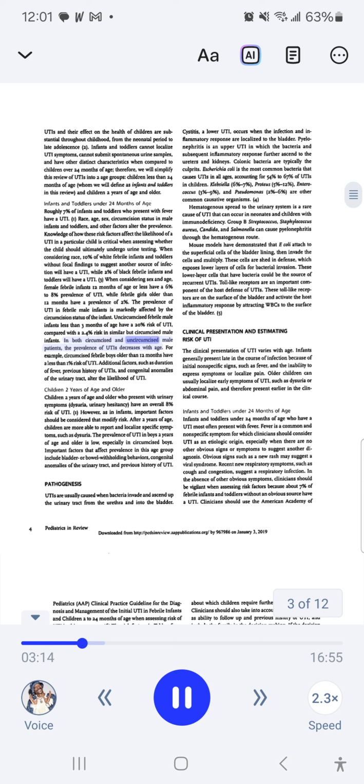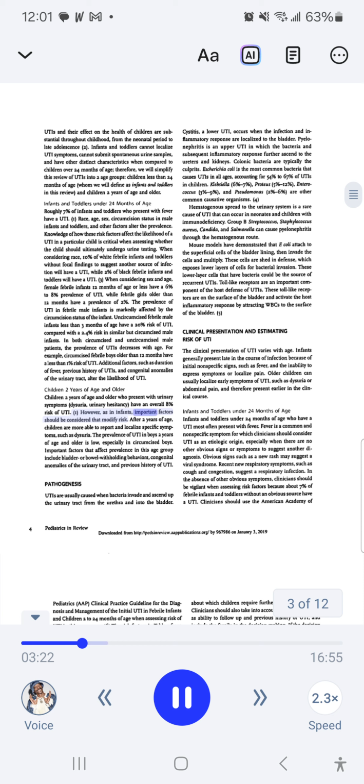In both circumcised and uncircumcised male patients, the prevalence of UTIs decreases with age. For example, circumcised febrile boys older than 12 months have a less than 1% risk of UTI. Additional factors, such as duration of fever, previous history of UTIs, and congenital anomalies of the urinary tract, alter the likelihood of UTI. Children 2 years of age and older who present with urinary symptoms, dysuria, urinary hesitancy have an overall 8% risk of UTI.